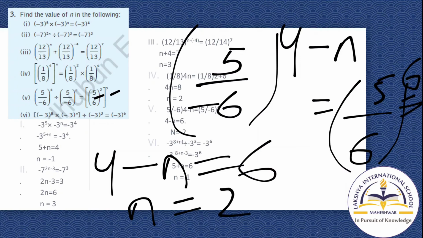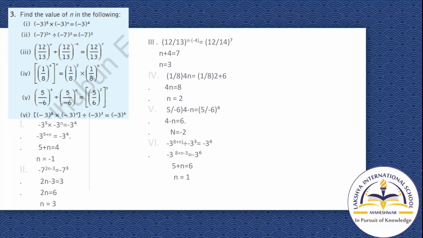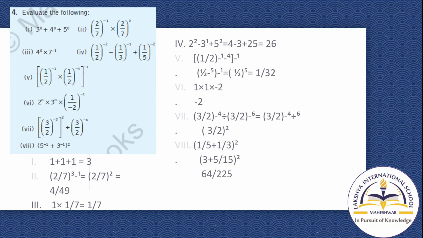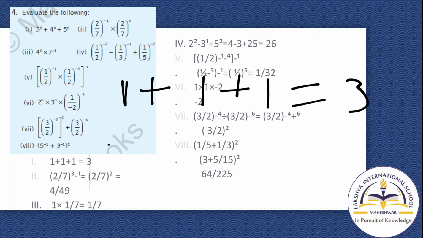Now you have to solve question number 6 in the same manner. Now question number 4, evaluate the following: 3 raised to the power 0 plus 4 raised to the power 0 plus 5 raised to the power 0. As you know, if a number has the power 0, the answer will be 1. Here you can see 3 raised to the power 0 is 1, plus 4 raised to the power 0 is 1, plus 5 raised to the power 0 is 1. 1 plus 1 plus 1 is 3. This is your answer.